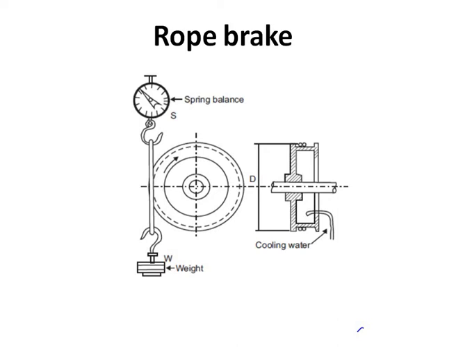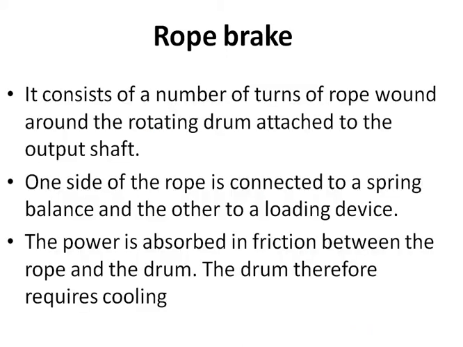As we can see, this is a rope brake drum dynamometer. You have done a lab in the thermal engineering lab about the determination of load calculation by using a rope brake drum dynamometer. This is a simplified diagram of that test rig. You can see the spring balance, the cooling water jacket, the flywheel, and all these things. As we have done in the lab, you are familiar with this diagram.